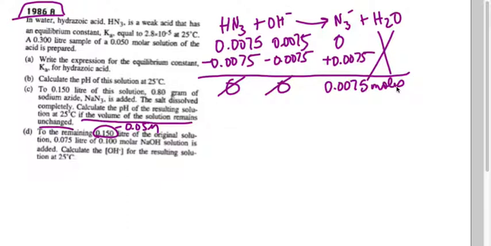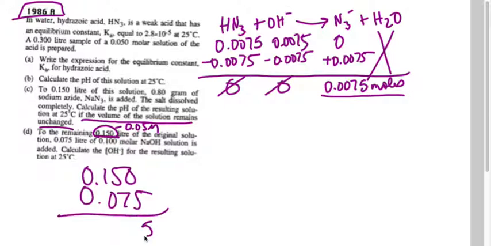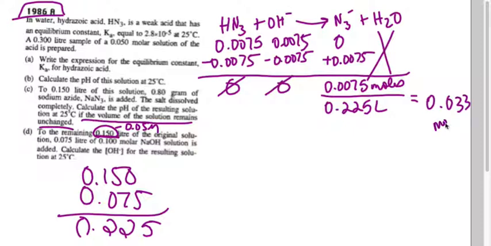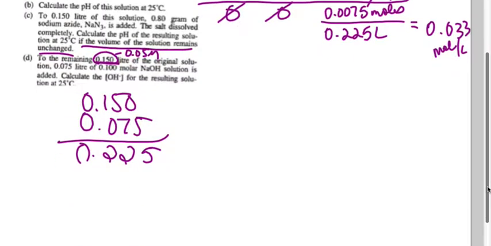problem. So in order for us to do that, we have to convert moles to what? Molarity. We're going to divide by total volume. This is where you got to be careful. We had 0.150 liters of this thing and 0.075 liters of that. Math is so hard. 0.225 liters. So what's my molarity to 2 sig figs? Point what? 0.033 moles per liter.